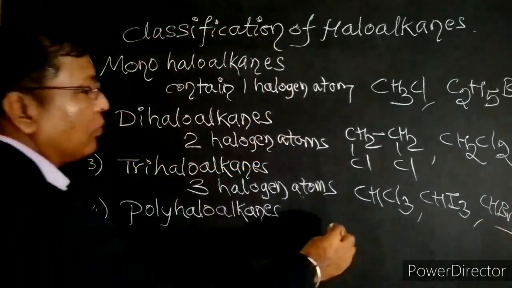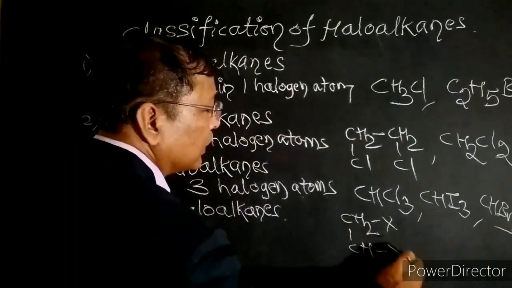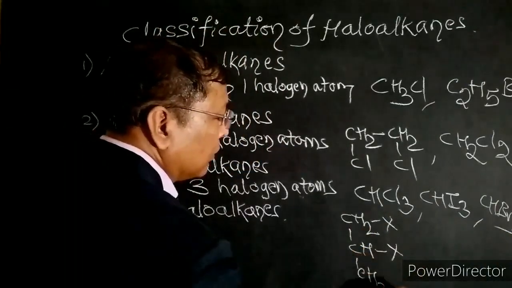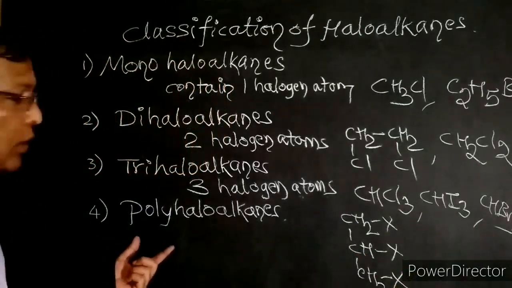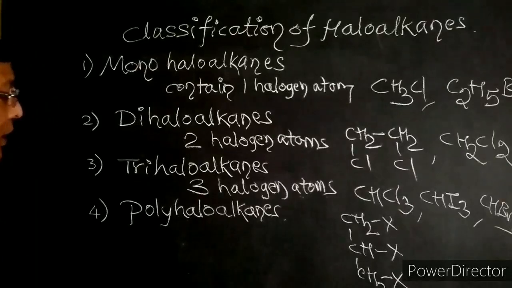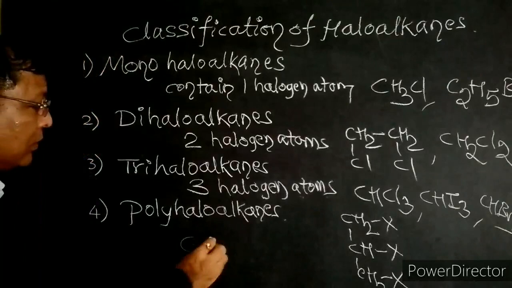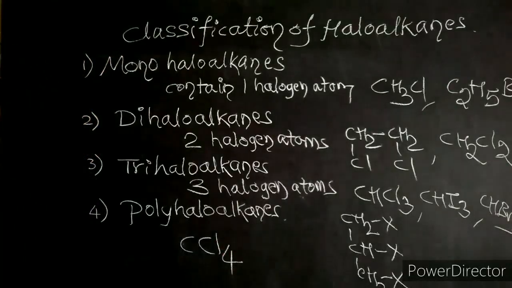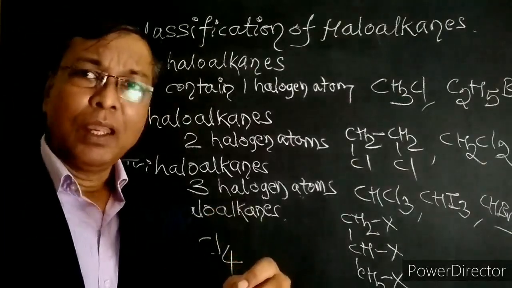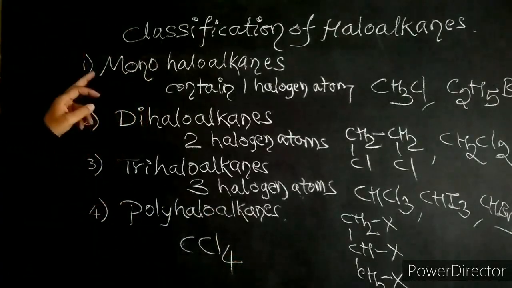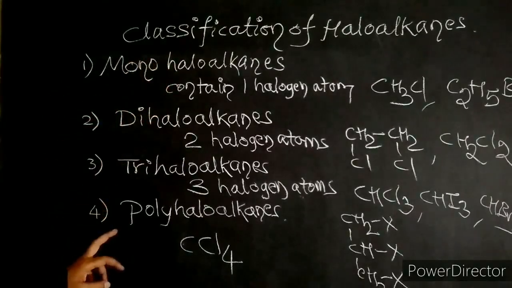One more example we will take. This is also a trihalogen compound. Now the last is polyhaloalkanes. They contain three or more than three halogen atoms. Example, CCl4. This is carbon tetrachloride. In this way, haloalkanes are classified into four types: monohaloalkanes, dihaloalkanes, trihaloalkanes, and polyhaloalkanes.